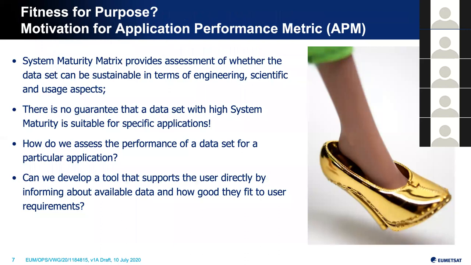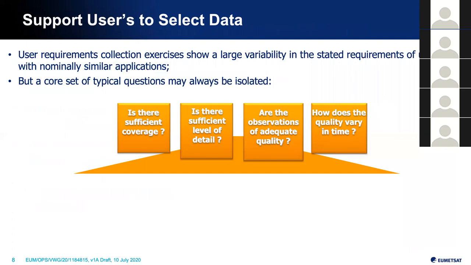Then of course, fitness for purpose, and this is probably also very important. What we called this at that time was the application performance metric. We can assess the best practices of producing it, but this is no guarantee that the data set really is applicable in a specific application. So performance assessment needs to look at the requirements, and we asked ourselves, can we develop a tool that actually supports users directly by informing about available data and how well they fit user requirements. And this has been tried in the Copernicus Climate Change Service.